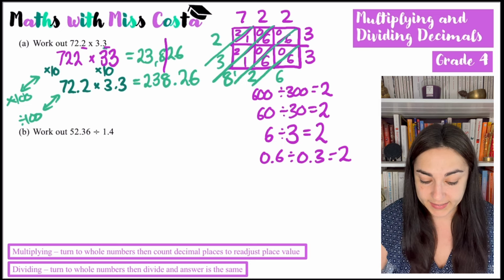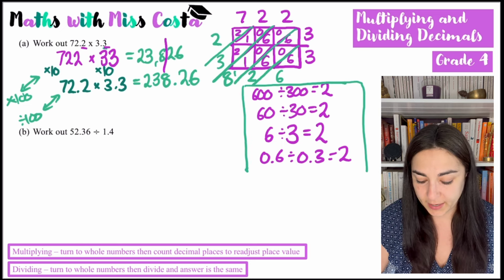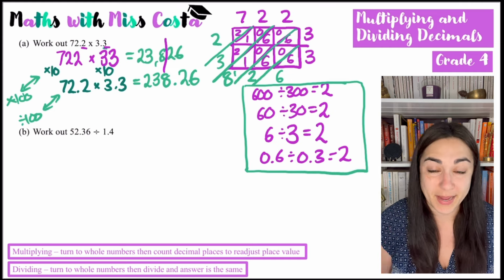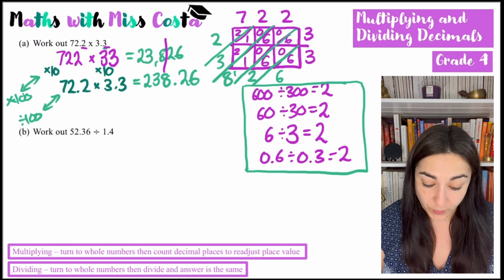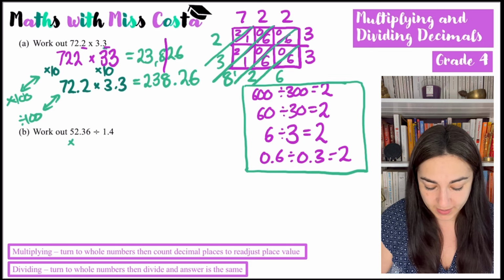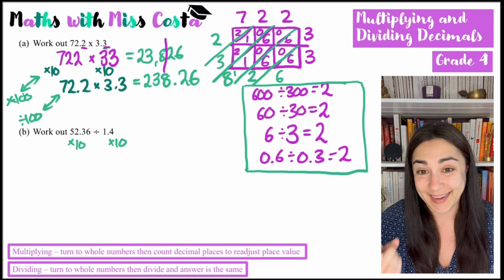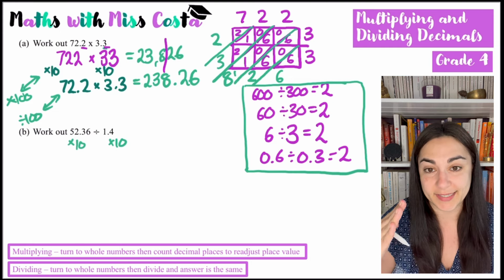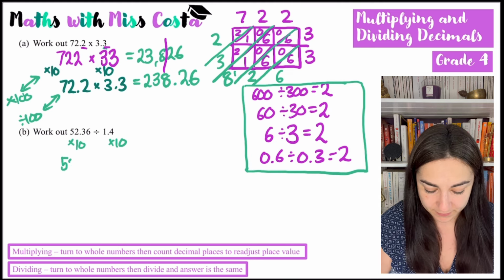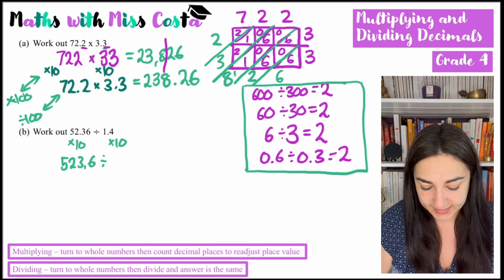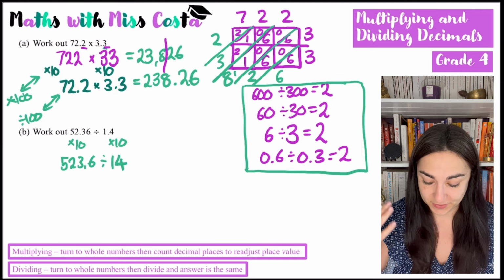So with division, it's slightly different to multiplication because as long as each part of the calculation has been multiplied by the same power of 10, your final answer is going to be the same. So when we're doing division, we multiply so that at least the last part of the calculation is an integer, a whole number. So if we times that by 10, that would give me 523.6 divided by 14. And now that I have an integer, I can just start dividing.